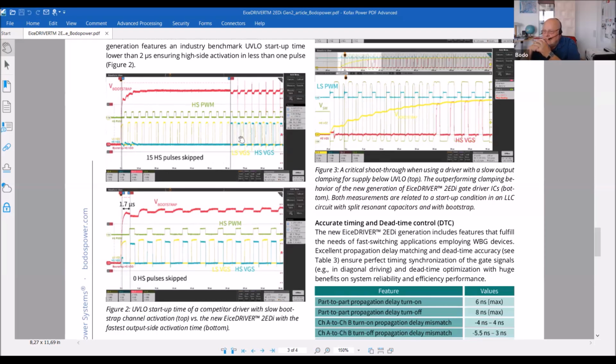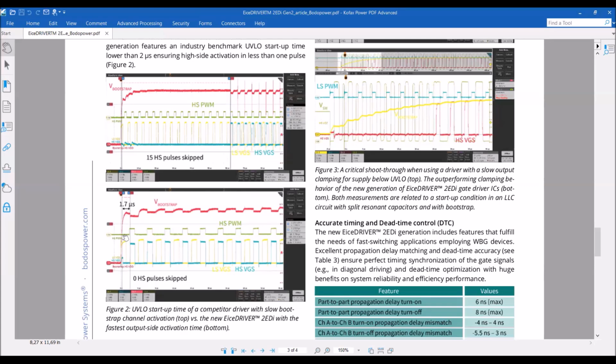But let's say the high side only starts operating at this point, when you see the blue starting switching, which means the driver took all this time until startup, so 15 high side pulses were not provided to the switching node. If you think of an LLC, it could lead to imbalance on the switching node and a very difficult startup of the system, right? This is not from our first generation. Actually, this is from a competitor part.